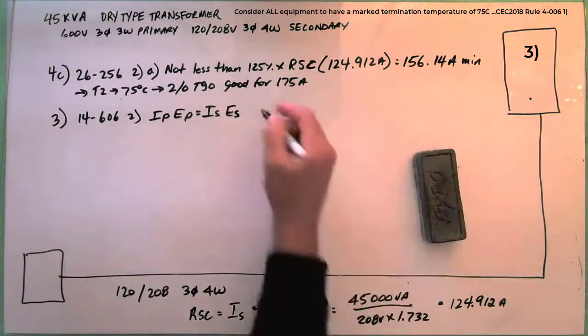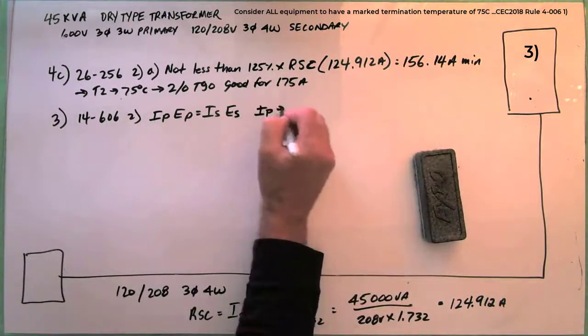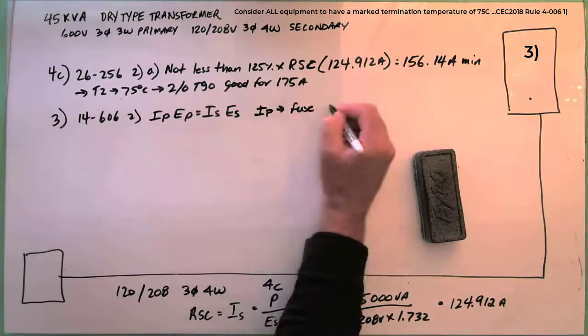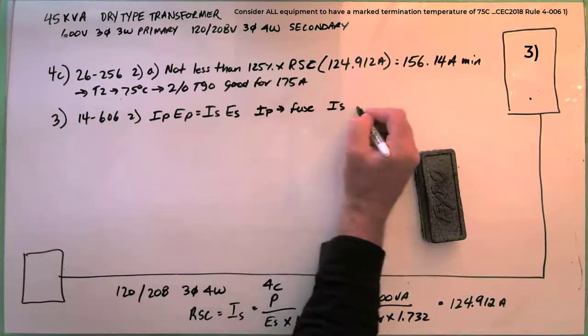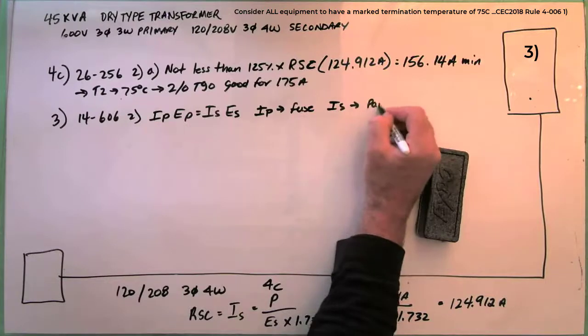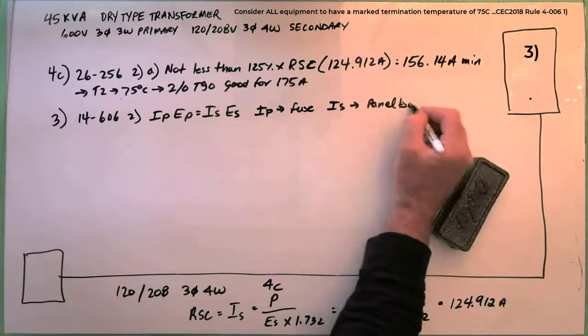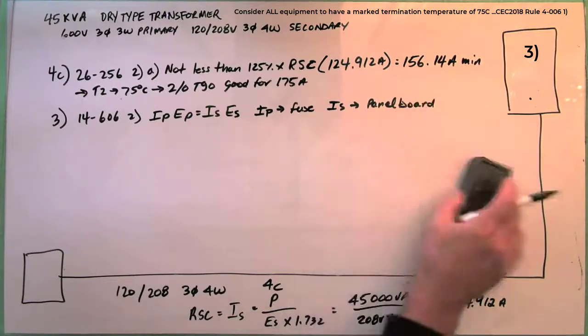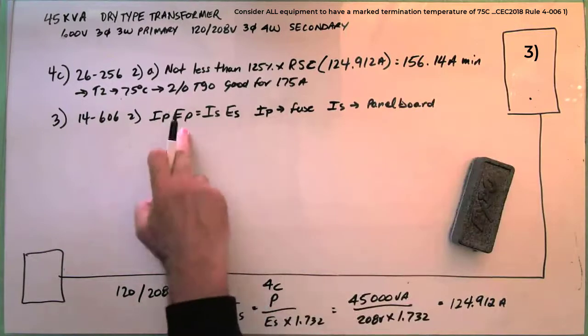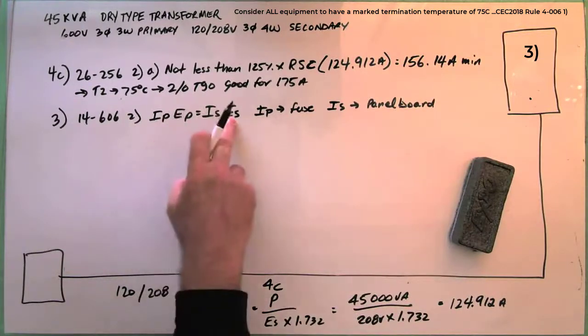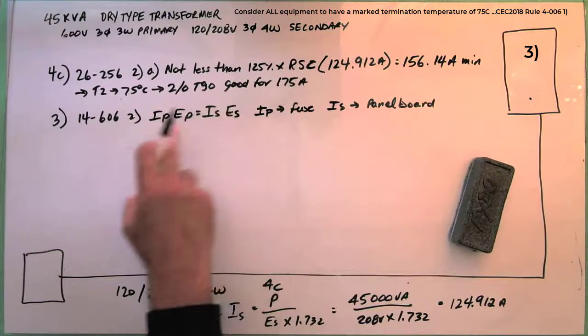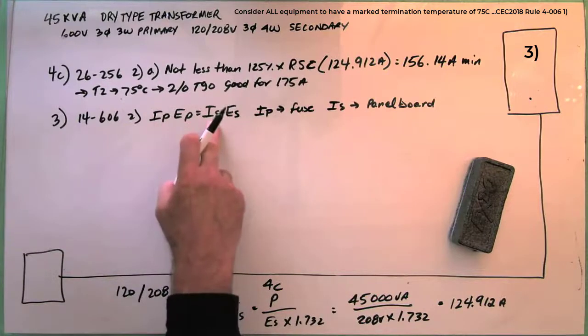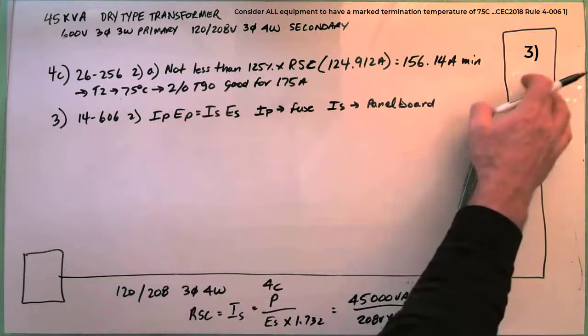The IP is the fuse, and the IS is the panel board. Okay, and you know what EP and ES is, right? Voltage in the primary, voltage in the secondary. So now I have to transpose this because I'm looking for the panel board here.